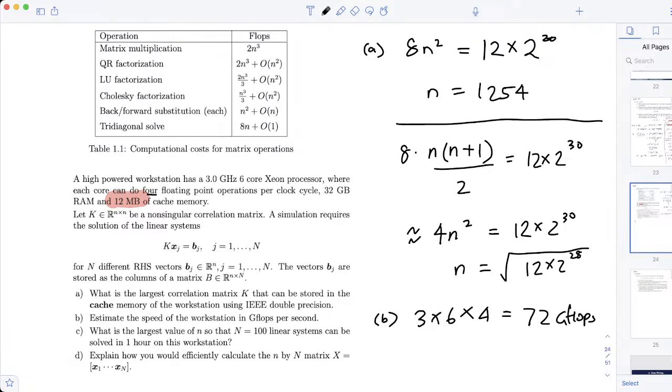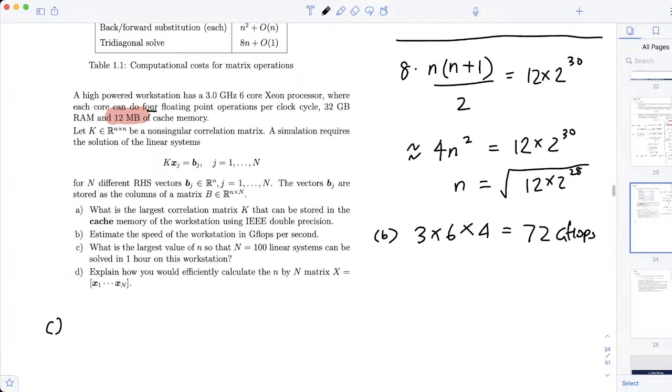So Cholesky factorization is just n cubed on 3. So all we have to solve is 100 n cubed on 3 is equal to, well, 1 hour is 3,600 seconds, and then we have 72 gigaflops. A key thing to remember when you're dealing with gigaflops is that it's 10 to the power of 9. So you're going to do 10 to the power of 9, and then you're going to solve this. That is going to give you your value of n.